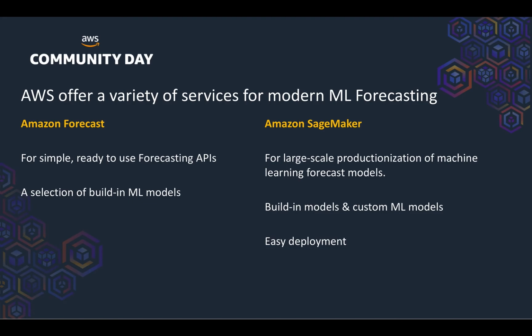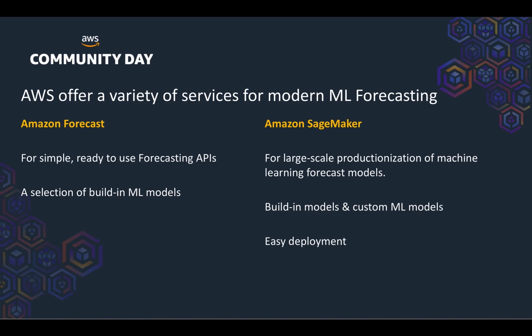AWS offers a variety of services for modern machine learning forecasting. The most popular ones are probably Amazon Forecast and SageMaker. Amazon Forecast is a fully managed service that uses machine learning to deliver accurate time series forecasting. It has a selection of built-in machine learning models. It's easy to use and doesn't require much machine learning experience. Amazon Forecast can be accessed from both the API and the AWS console. Later on, I will show a demo on how to use Amazon Forecast from the console.